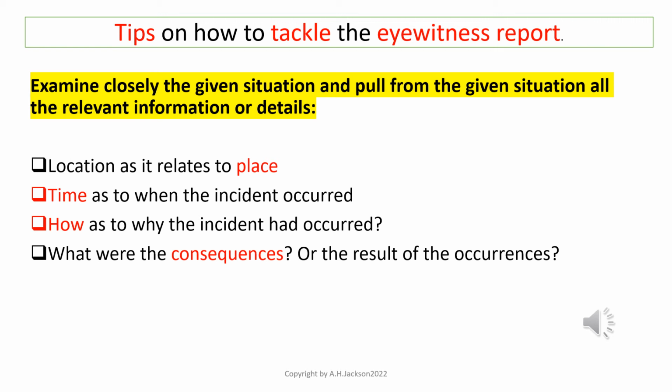What were the consequences? Was anyone injured, etc.? What are the results of the occurrence? Was anyone arrested? Were documents exchanged? All of that information is pertinent to the eyewitness report in the event of an accident. But of course, you can write an eyewitness report on other things, which we're going to specify shortly. Trust that this information has been beneficial to you.